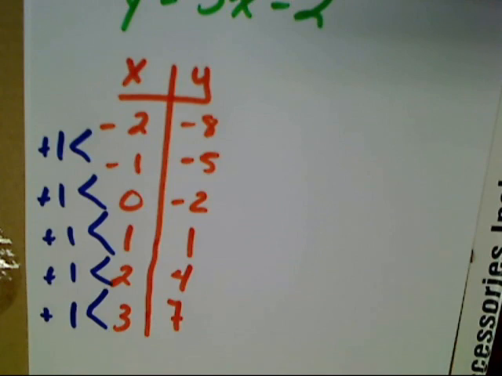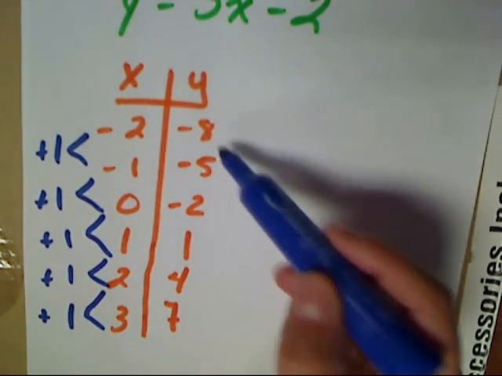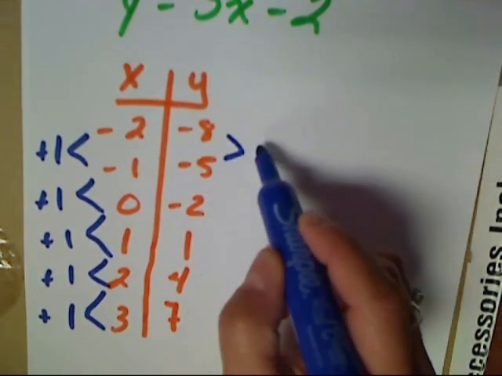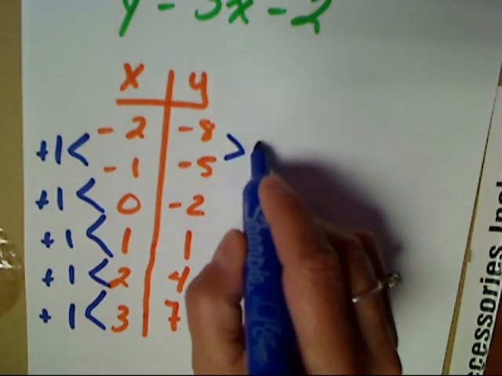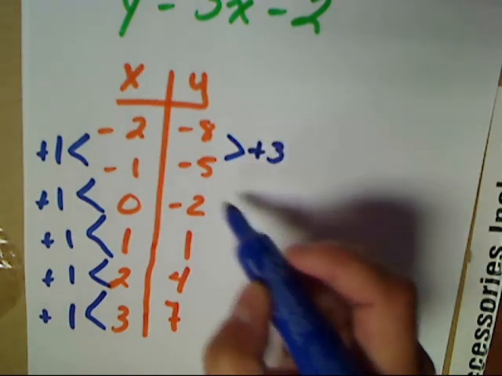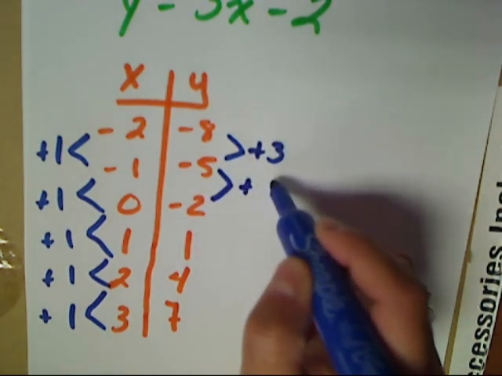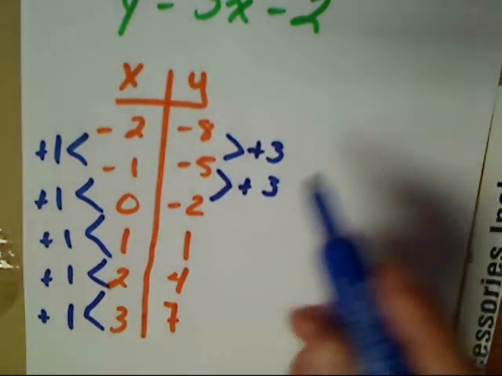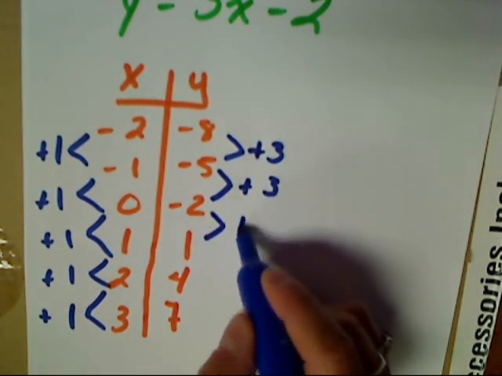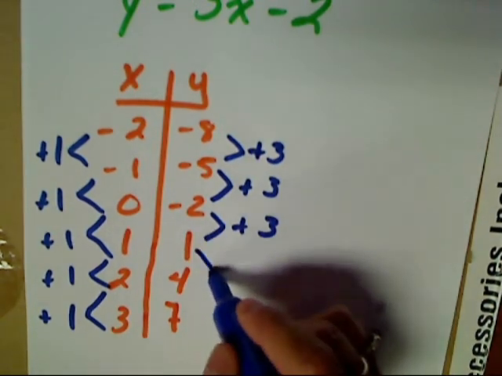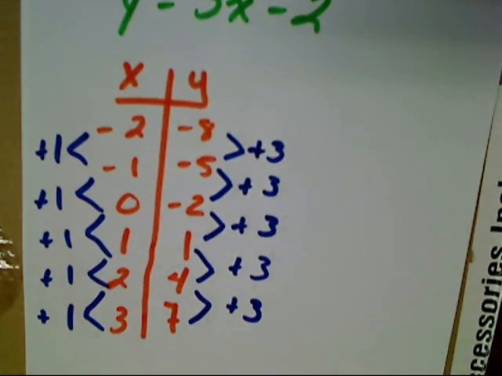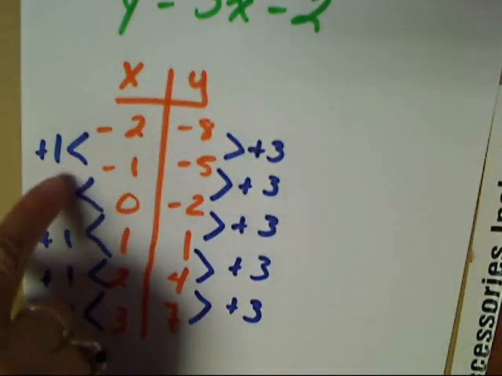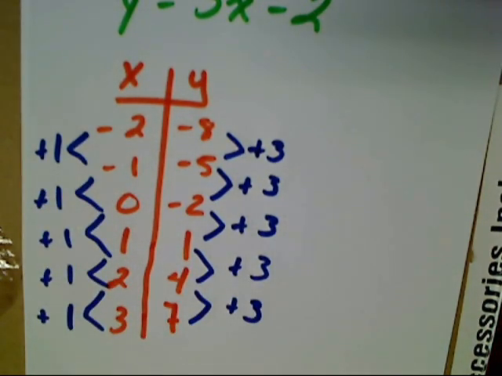Now let's see how that relates to the y side. Is there some sort of pattern there? Well, on the y side, I go from -8 to -5. That's an increase because -5 is closer to 0 than -8, so it's greater than -8. So I increased by 3. To go from -5 to -2, I once again increased by 3. To go from -2 to 1, I increased by 3. To go from 1 to 4, we increased by 3. And 4 to 7, we increased by 3. So every time we added 1 on the x side, we added 3 on the y side for this particular equation.